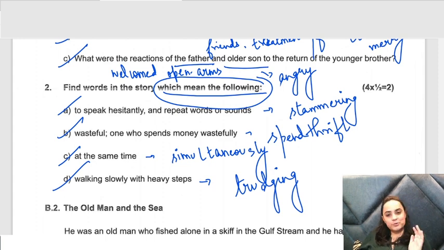So my dear students, I hope that you have a very good idea of how to attempt section A, and scoring in your comprehension passages is equally easy. Just read your passages well.